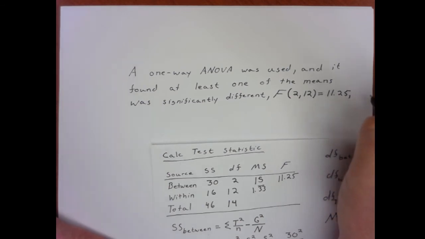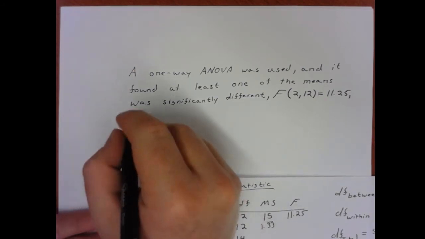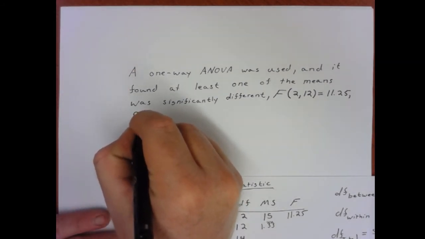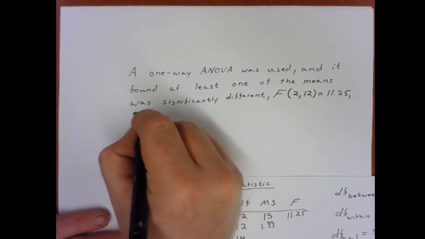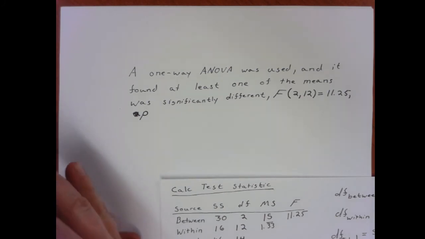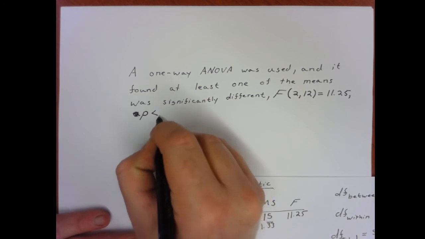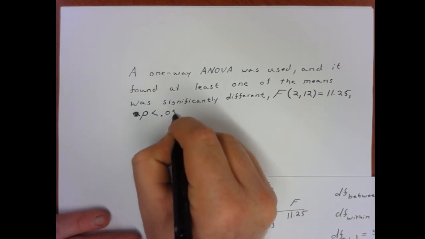And then we add a comma. Then we need to make a statement about the probability of getting this test statistic. We either need to give an exact probability, or we can give it in reference to whatever our alpha level was. In this case, 0.05. We need to write a P, and in this case, seeing as we are less than our alpha level, indicated by our test statistic falling in the critical region, P is less than 0.05.